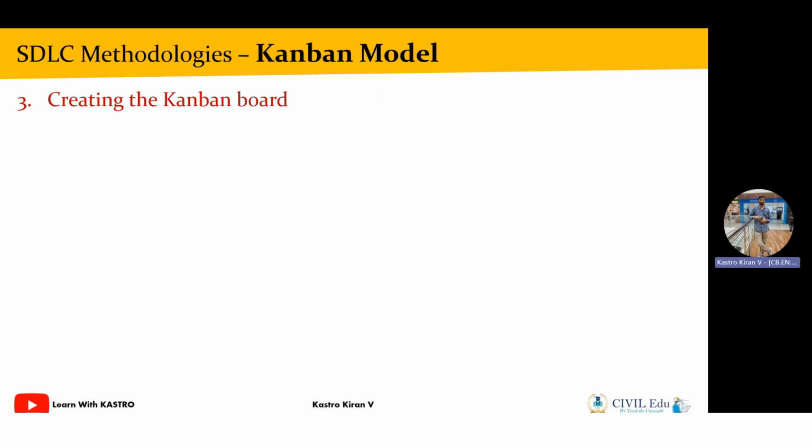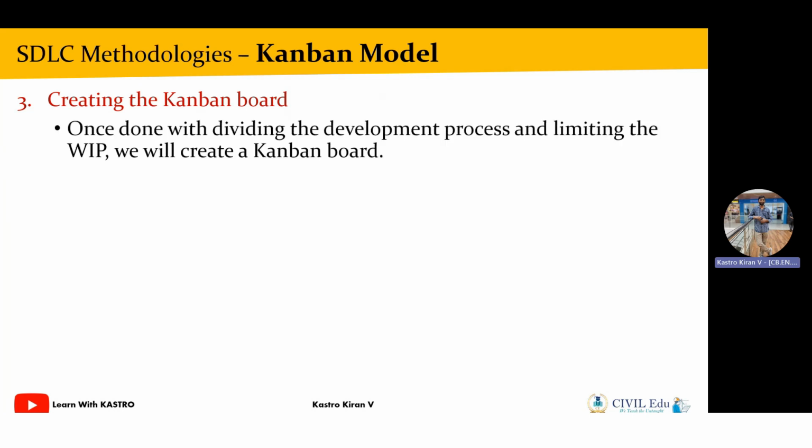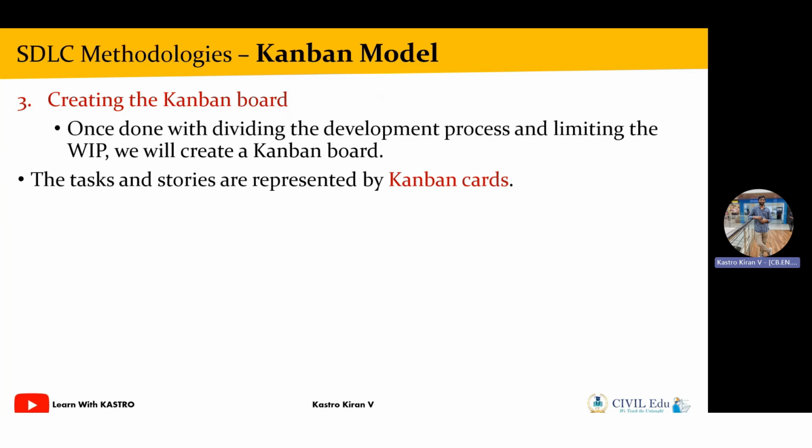Now, as of now, we have divided the project into 3 categories, and we have also identified the tasks that need to be done on a daily basis. That's called limiting work in progress. Once we do this, we are going to create the Kanban board. In the Kanban board, we are going to represent the tasks and stories. What does it mean by tasks and stories?